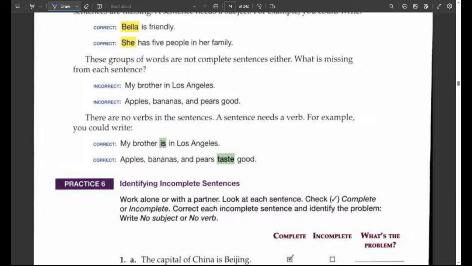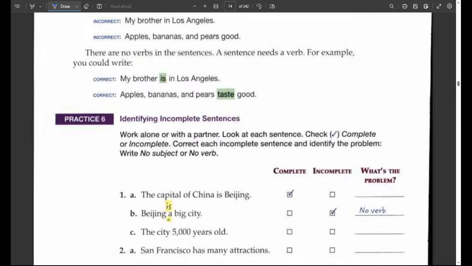My brother in Los Angeles. It doesn't show any action. Apples, bananas, and pears good. There are no verbs in the sentences. A sentence needs a verb. For example, you could write My brother is in Los Angeles. Apples, bananas, and pears taste good.